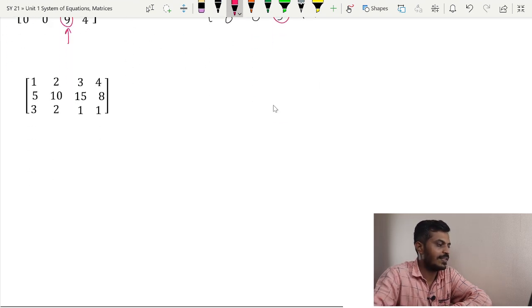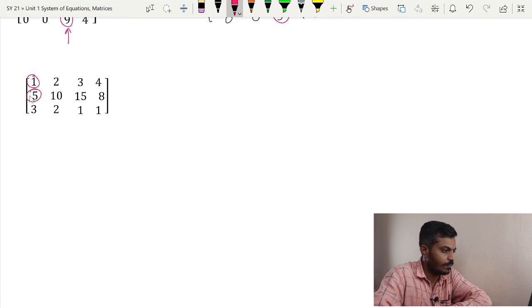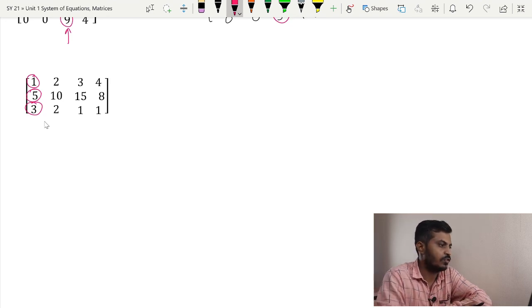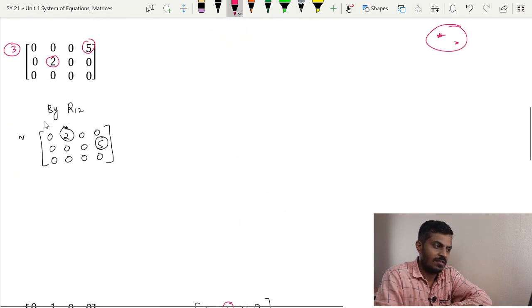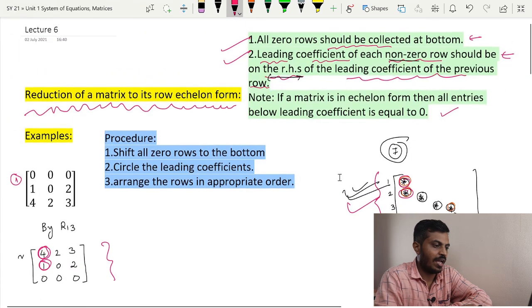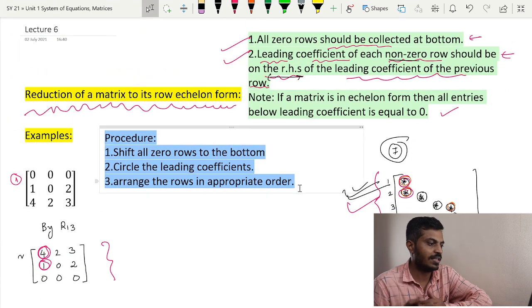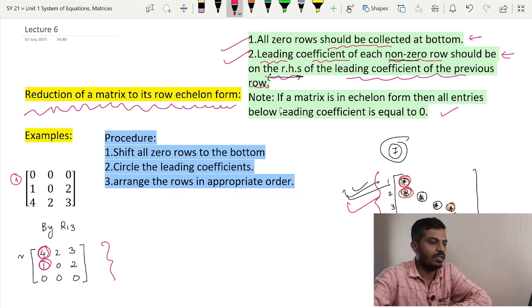Moving towards the next example, no 0 rows, and the second step is to just circle the leading coefficients, and they are already in our required order. So that is what I meant by this third step in our procedure, that is, arrange the rows in appropriate order. Now once you do it, we will focus on this note that I have given you.